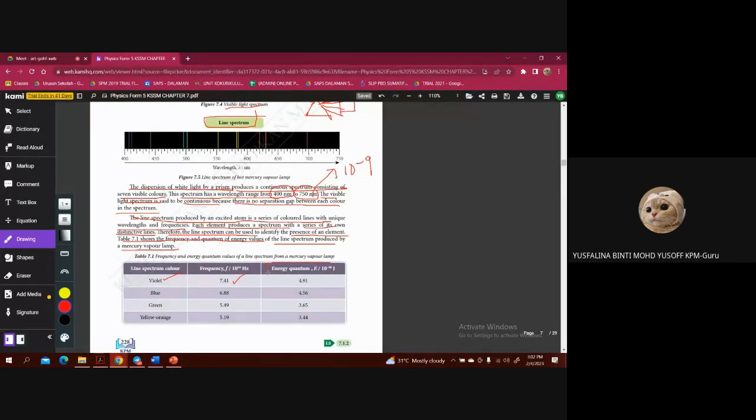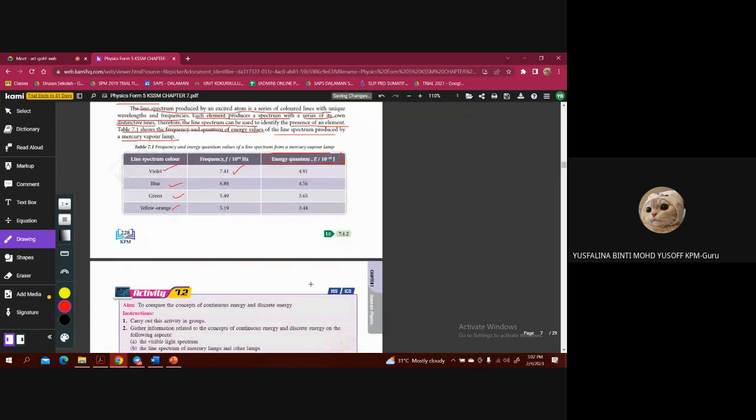When the energy quantum is 4.91 times 10 power of negative 19. So this is the example for the color. This one you don't need to remember. So let's say I put the colors here. It starts from yellow, green, blue, violet. We look at this part only, based on the table here.